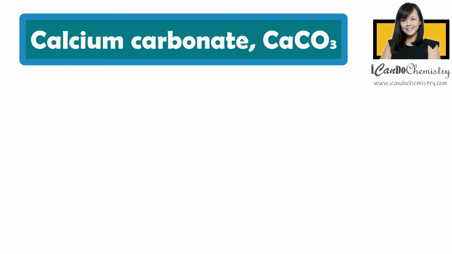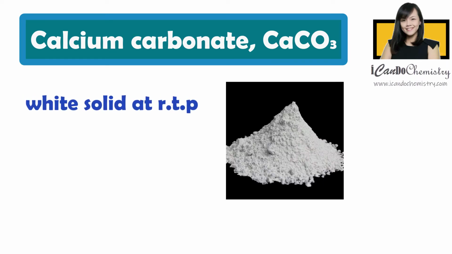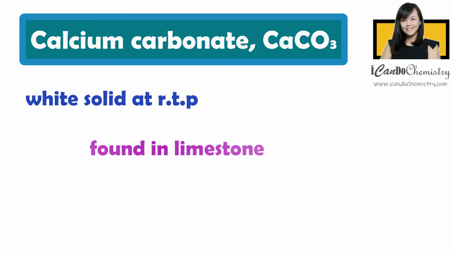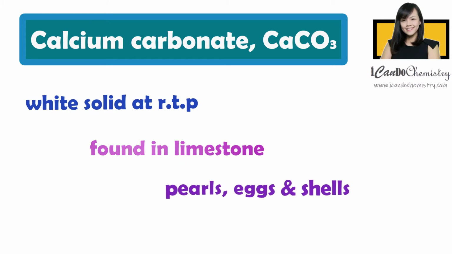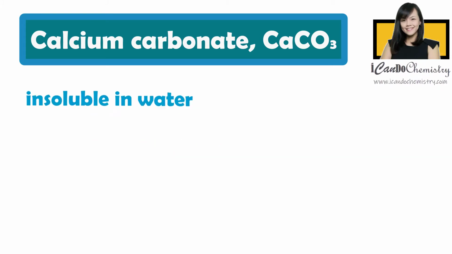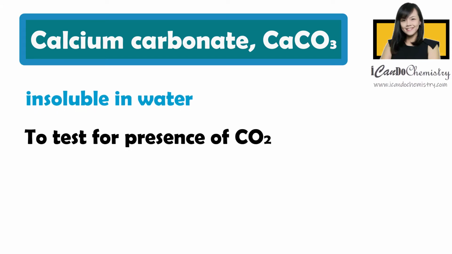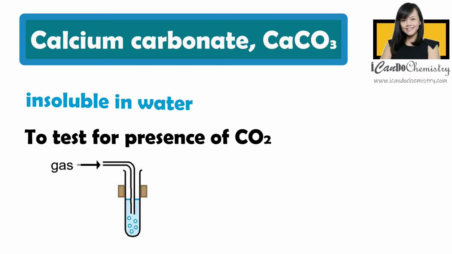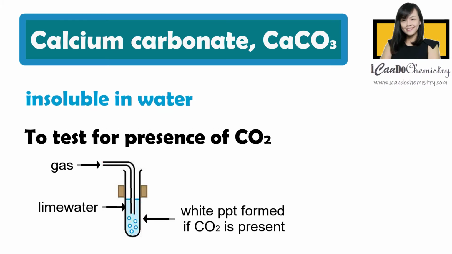Number 29. Calcium carbonate. Chemical formula CaCO3. Calcium carbonate is a white solid at room temperature and pressure. It is a substance commonly found in limestone and the main component of pearls, eggs, and shells. Calcium carbonate is insoluble in water. As mentioned earlier, to test for the presence of carbon dioxide, the gas is bubbled through lime water. Calcium carbonate, the white precipitate, will be observed to confirm the positive test.